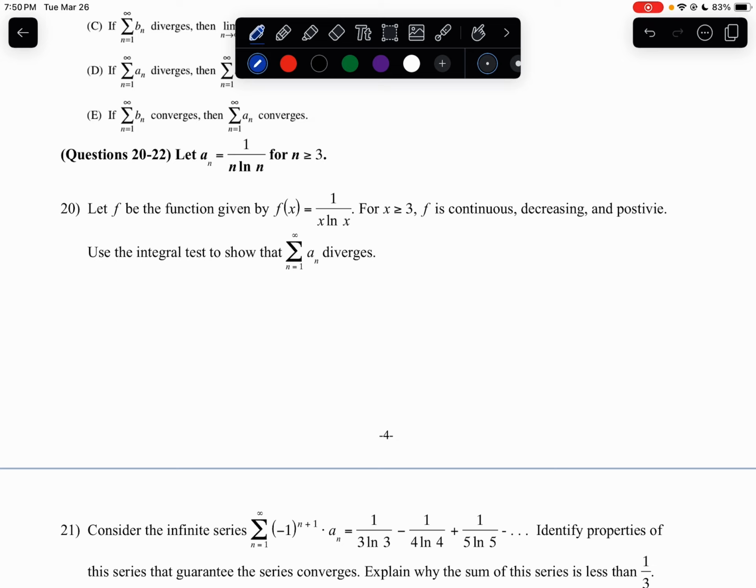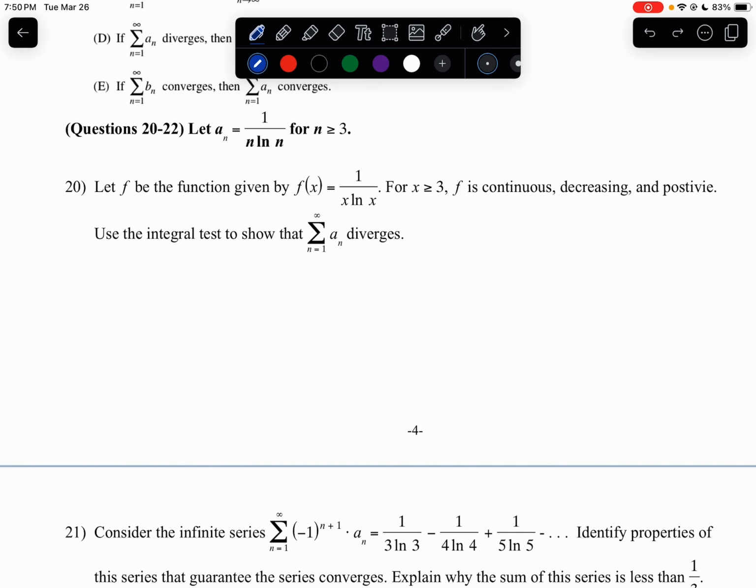Let f be a function given by f of x is equal to 1 over x natural log of x for x greater than or equal to 3. F is continuous, decreasing, and positive. So these right here are the requirements to use the integral test. So keep that in mind. Use the integral test to show that the series diverges.